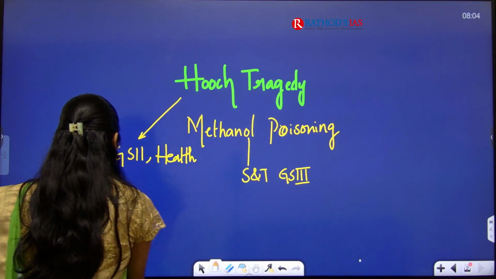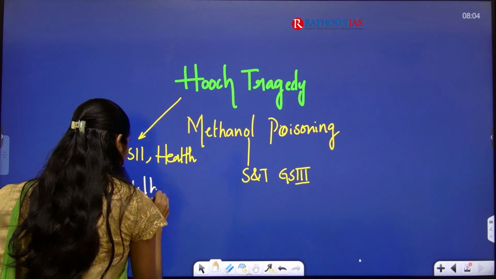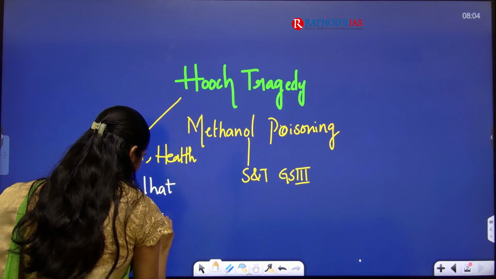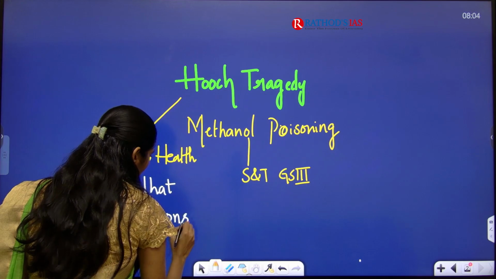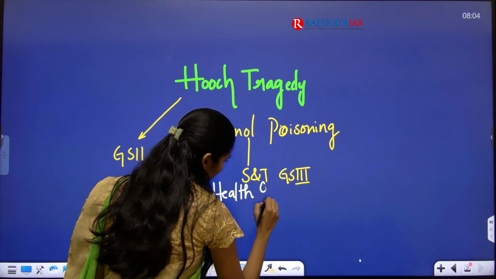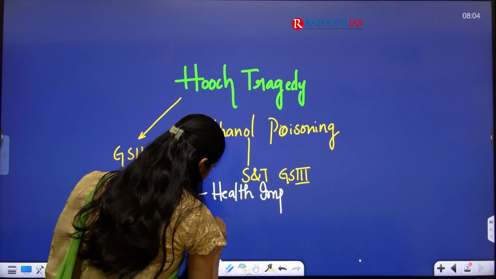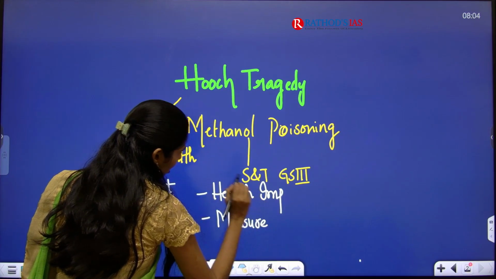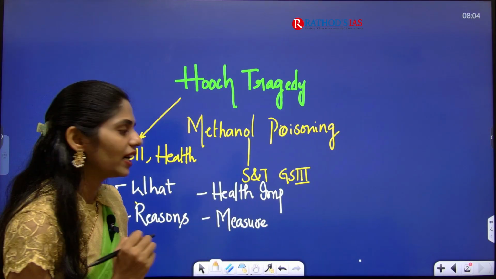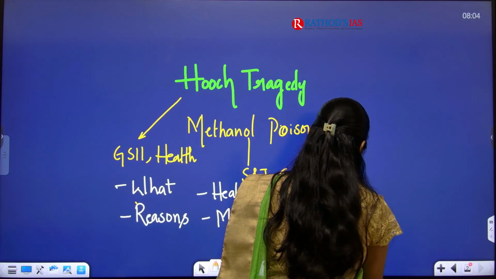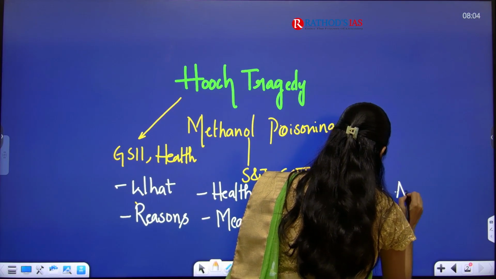So first, you have to understand what this hooch tragedy is. What are the reasons for this poisoning, what are the health impacts of this poisoning, what measures can be taken, and how can we control this spurious alcohol?